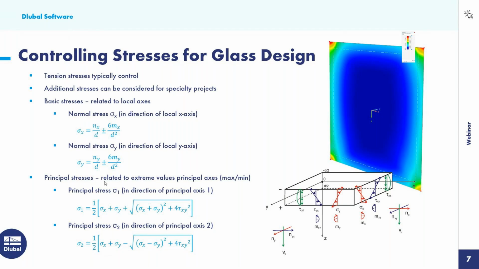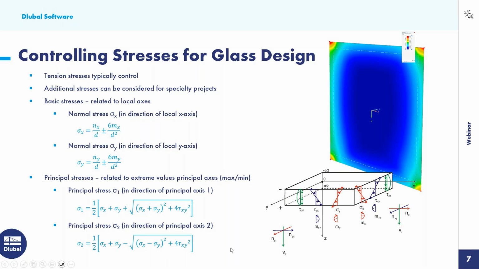We're going to create these new axes, principal axes 1 and 2, and we come up with a different value here for principal stress sigma 1. So this is in the direction of principal axis 1. We see the formula given here. You'll notice that the variables are based on the basic stresses, not only the normal stresses, but also the shear stresses. We also have principal stress sigma 2 with the relevant formula.